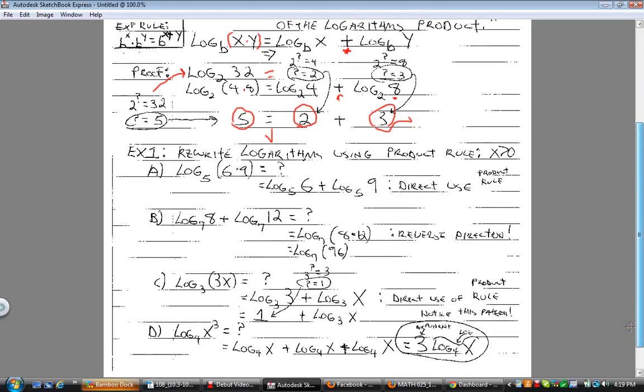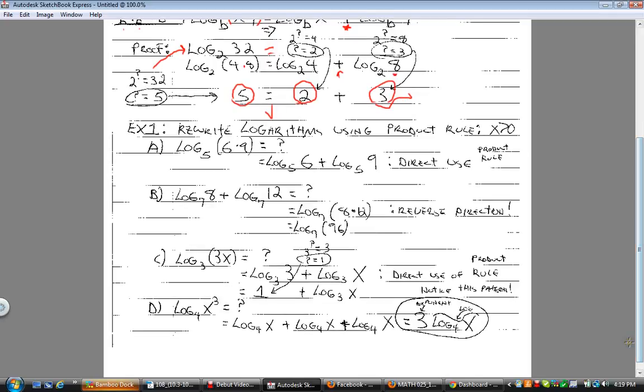Okay, now here in example 1a we got a couple examples I can work through here.